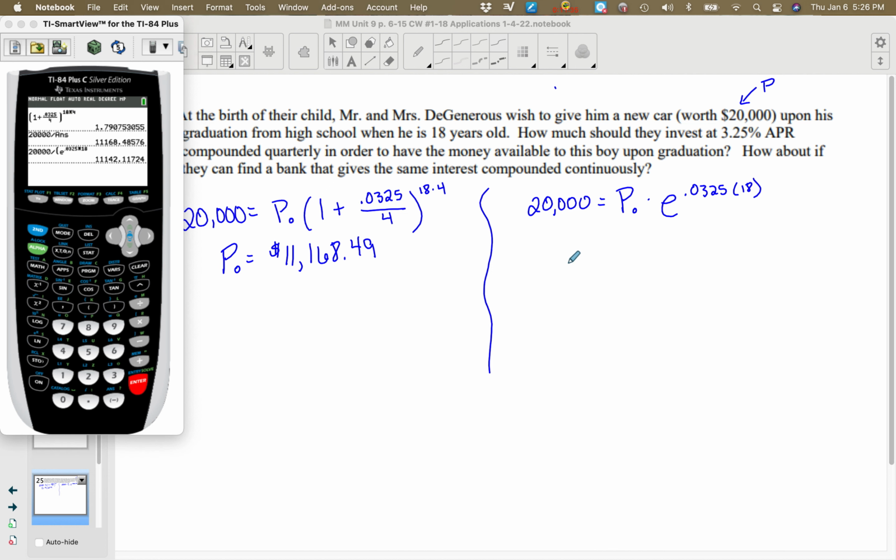And I get that P naught is approximately $11,142.12. So notice the compounded continuously, because you're going to make a little bit more interest than you are compounded quarterly, which is why you don't have to start with quite as much money, so that's how come it's less.